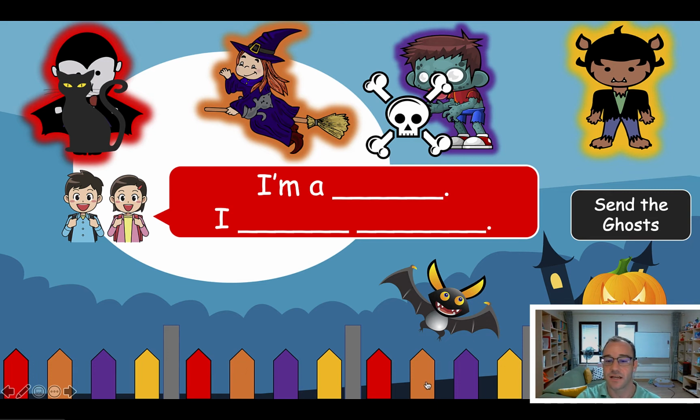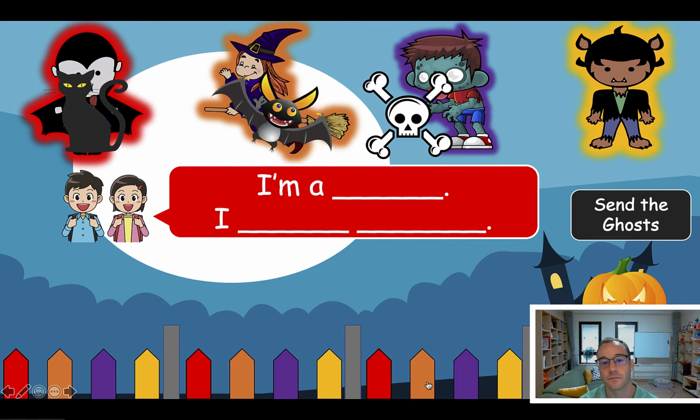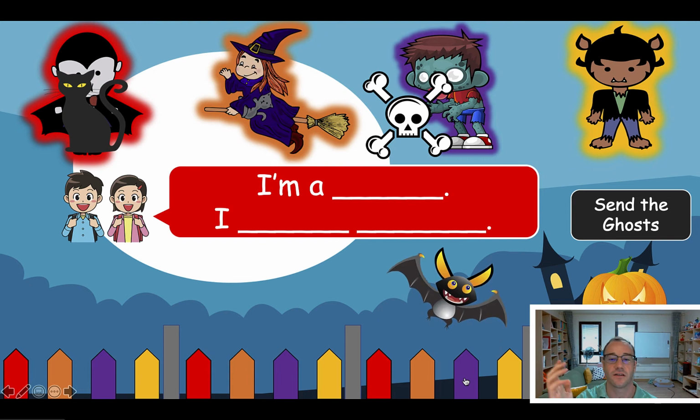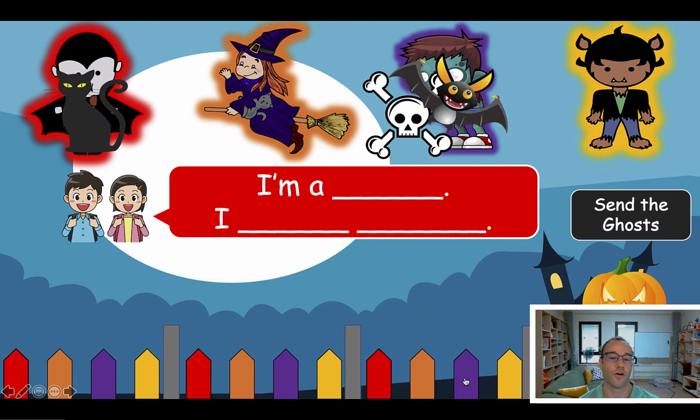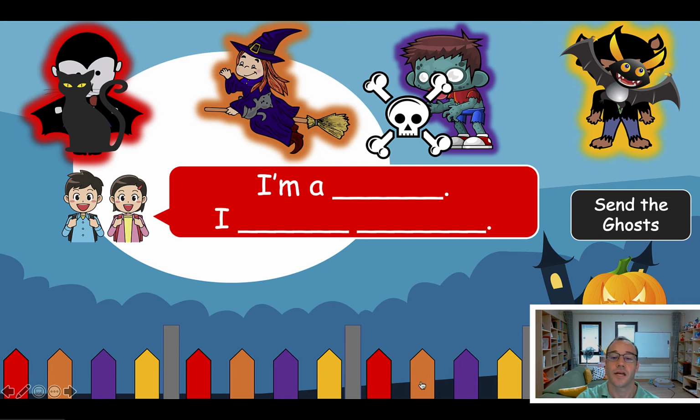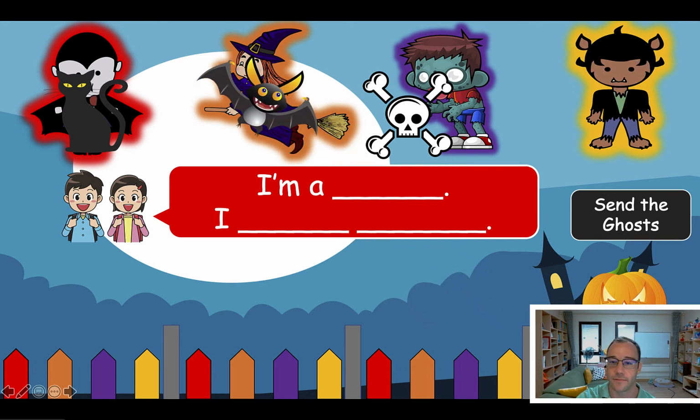Then the next team says, I'm a witch. I can fly. And this is programmed so that if you make a mistake and they didn't want the witch, they said, no, I want the zombie, you can just click this, I'm a zombie, and it'll move it over automatically. You don't have to worry about it. And then the last team says, no, I'm a vampire too.